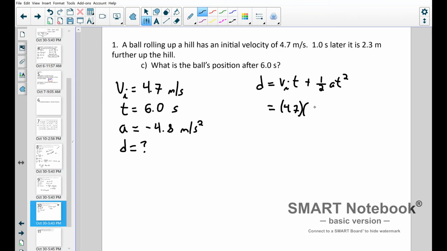4.7 times 6.0 plus 1/2 negative 4.8 times 6.0 squared. When I put this into my calculator, I get an answer of negative 58.2. I check it for significant figures. I need to round it off to 2. I add a unit, and I take that negative sign and turn it into a meaningful direction.